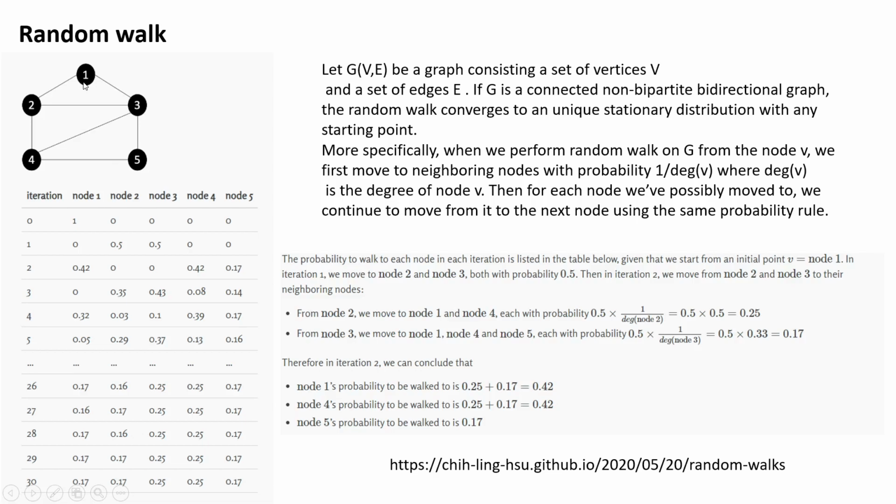So basically, you start with probability one here, that diverges to 0.5, 0.5 here, and then from here you can either go back to one or go to four. Same is the case with three. You either go back to one or go to four or five. If you calculate the probability like that, node 1 comes out to be 0.42, node 4 comes out to be 0.42 again, and 0.17. So here you can see the calculations that are being done.